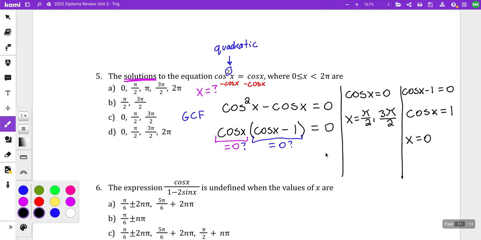That's where your boundaries become very important. Your boundary said that you cannot equal 2 pi. It said you had to be less than 2 pi. So that answer does not count. My solutions are 0, pi over 2, 3 pi over 2. The answer is C.